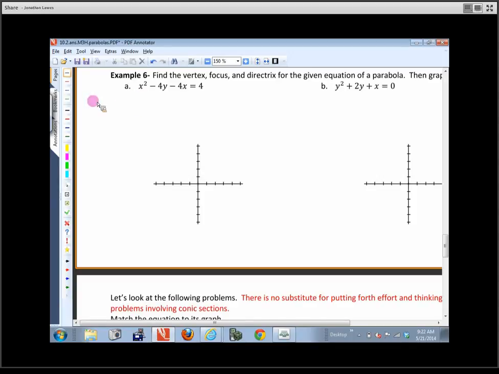So I'm going to do it over here, x squared minus 4x. I'm going to leave room to complete the square, and then I'm going to move everything else on the other side. So that's going to be 4y plus 4. Everybody see what we did there?